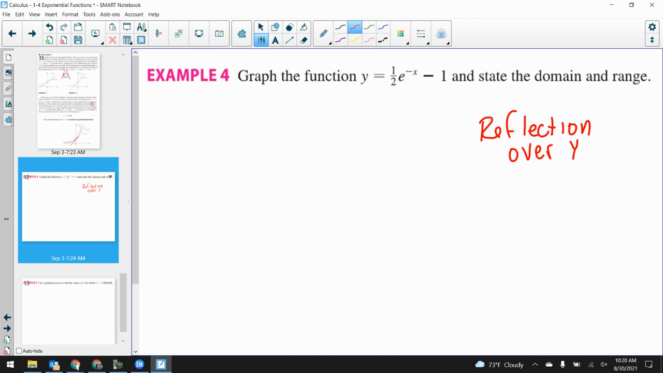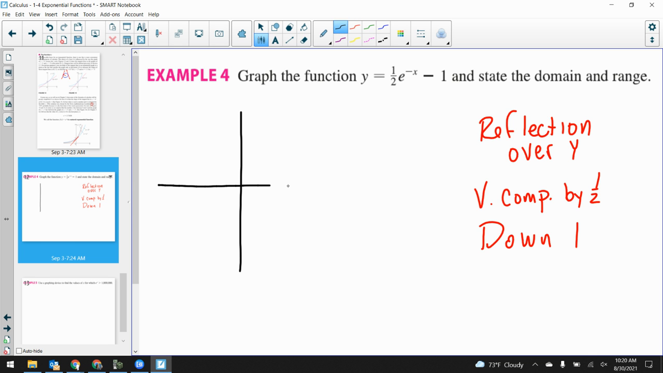What's that multiplying by 1/2 going to do to it? Vertical. Good. Vertical compression by 1/2. And then the minus 1, down 1. Okay, so let's sketch this, and then let's go to our calculator to see if it's actually true.